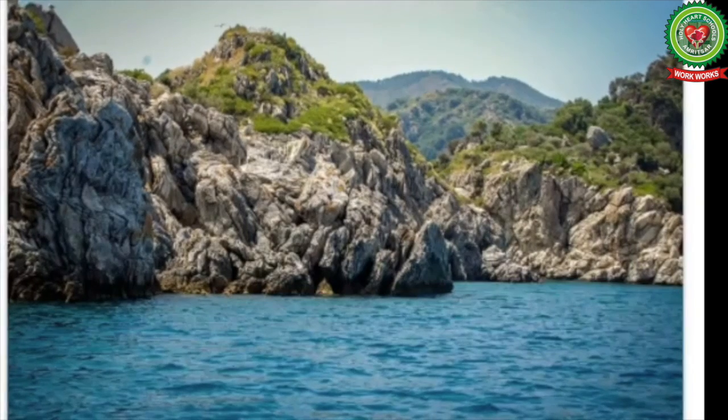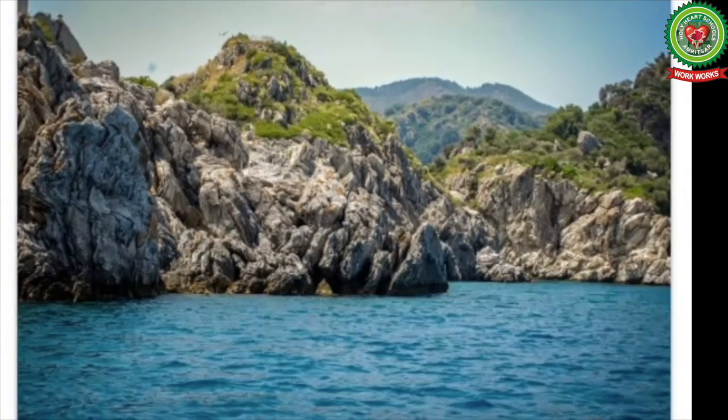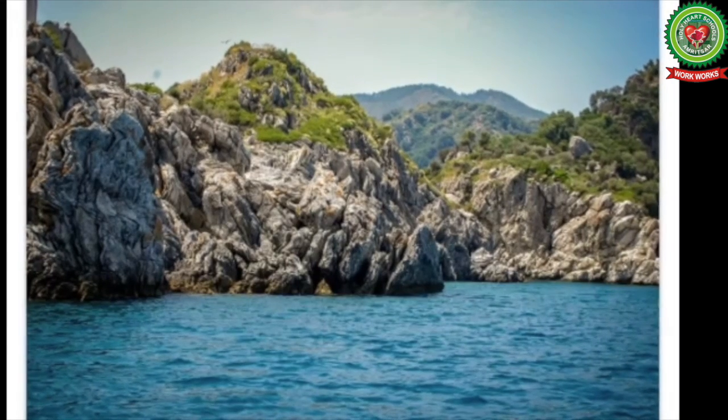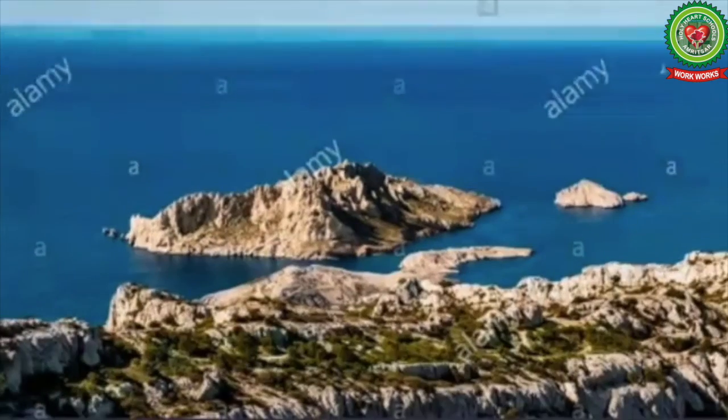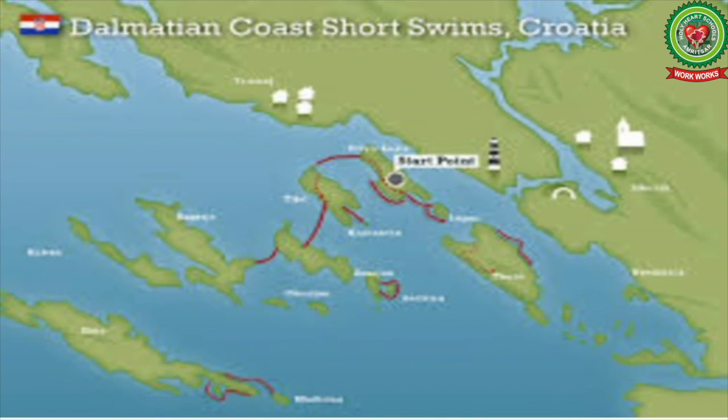The lower portions are submerged in the sea, whereas the higher ridges keep standing above the sea level, giving rise to several islands parallel to the coast. The Dalmatian coast of Yugoslavia is the best example from which it derived its name.